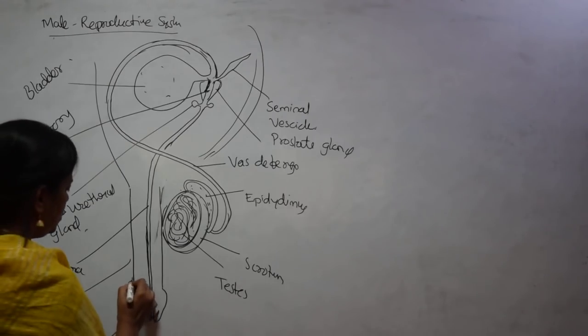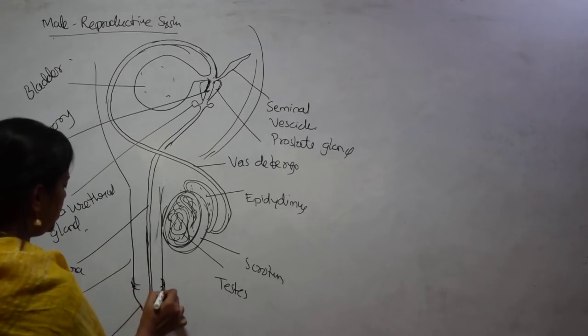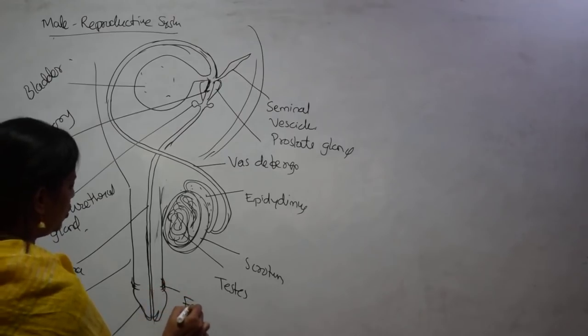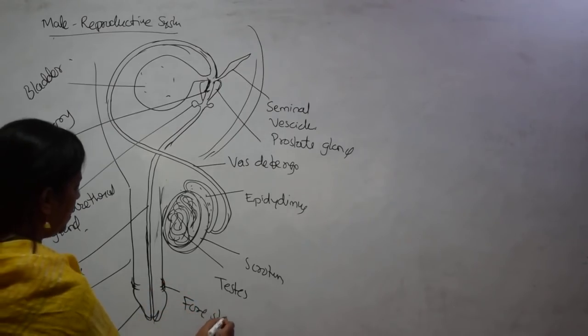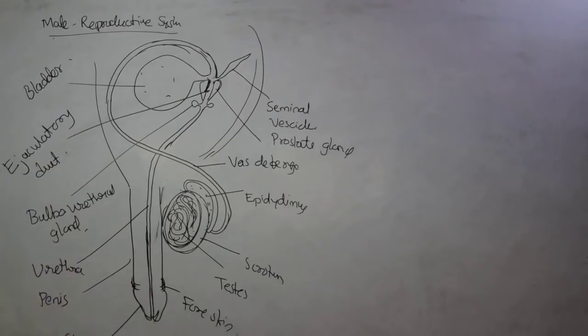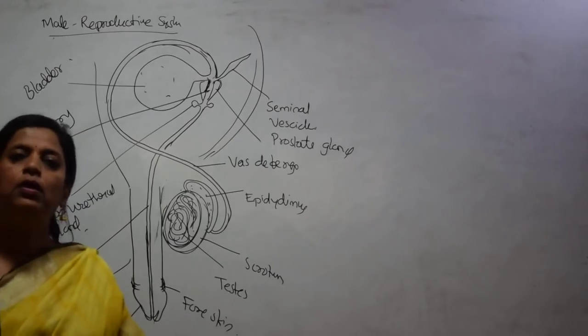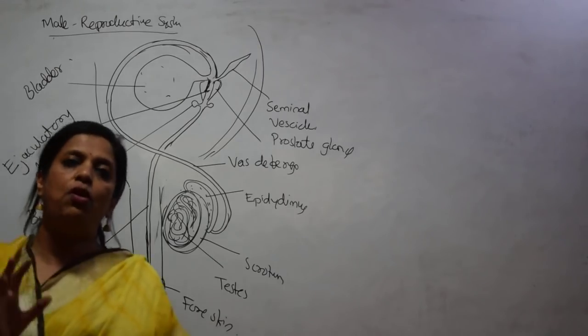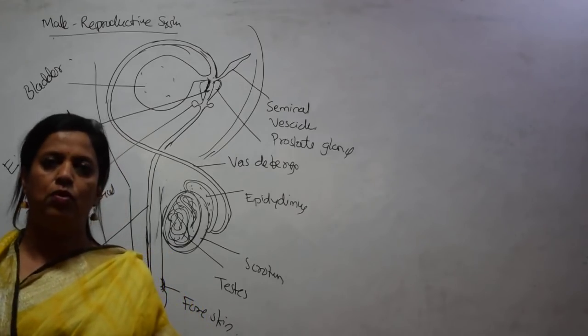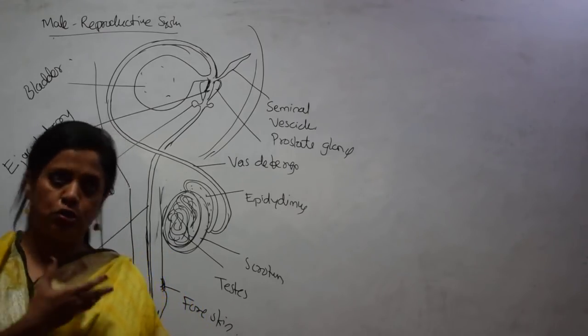And here you can just show, just for the significance, that this is the foreskin. Okay, this is the structure in the side view. Sometimes they may ask you to draw and explain the side view of male reproductive system. So you are supposed to draw this.